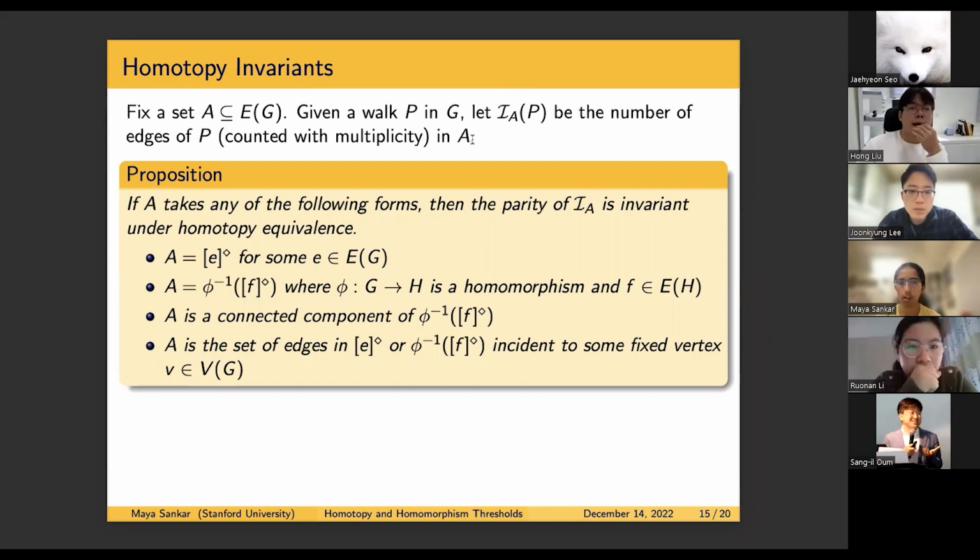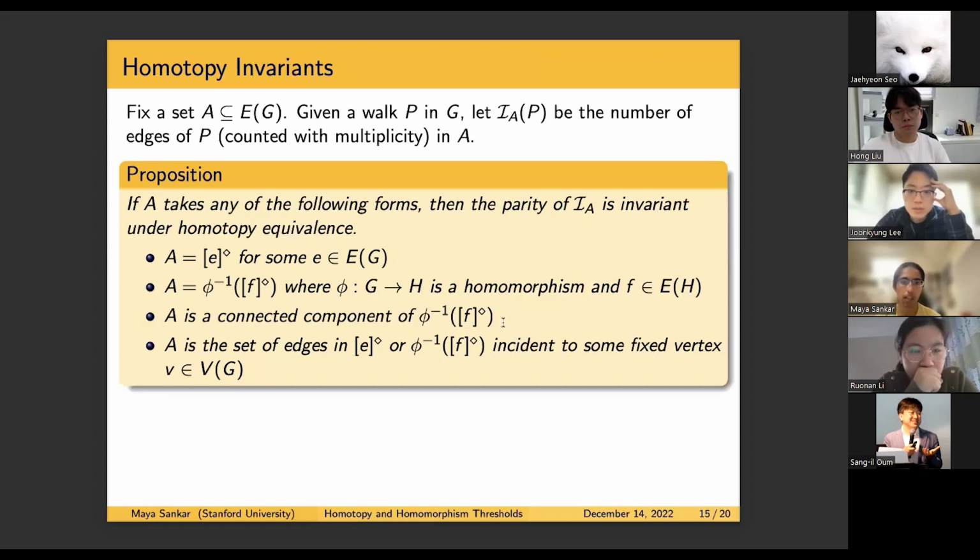And I guess there are a lot of different types of homotopy invariants. The first one is the one that I talked about before, which is if A is the C4 closure of a fixed edge, then this I_A is going to be homotopy invariant. We can do a similar thing where if we take a graph homomorphism and we look at the pre-image of some C4 closure, and it turns out that almost the same argument I gave on the previous slide works here, except you have to be more careful about the degenerate case.